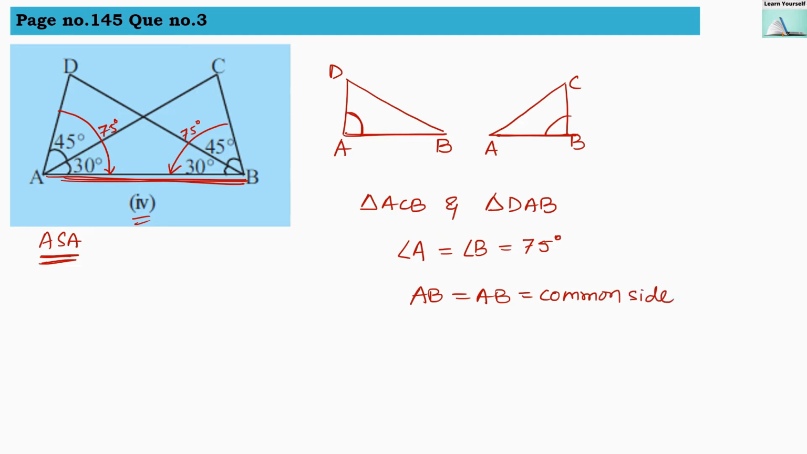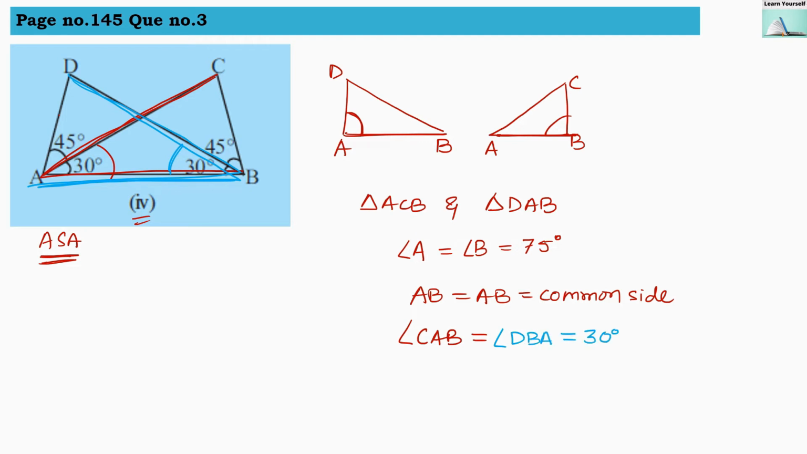Now we need one more angle. Here we are taking angle CAB, that is 30 degrees, and another angle we are taking is angle DBA. This angle is also 30 degrees. So both are equal to 30 degrees. Now we have two angles and one side. So as per angle side angle, both triangles are congruent with each other.